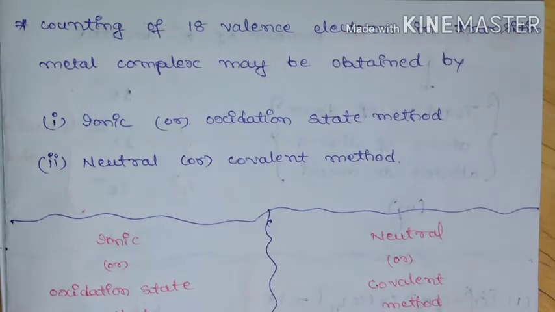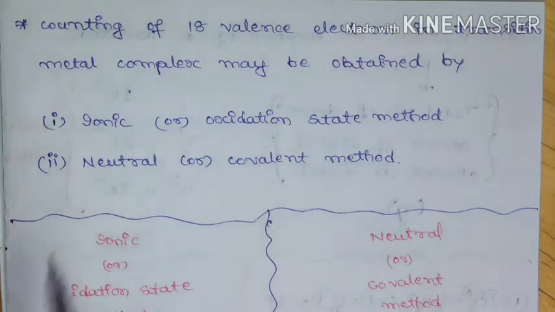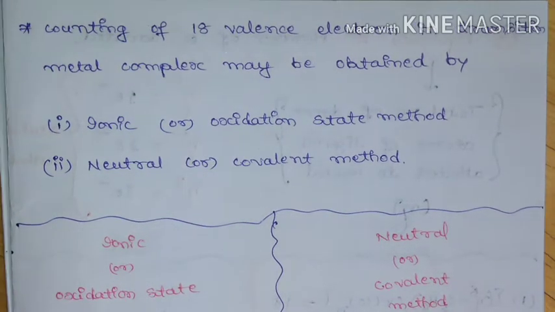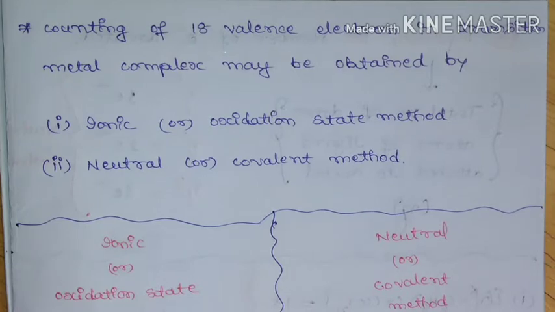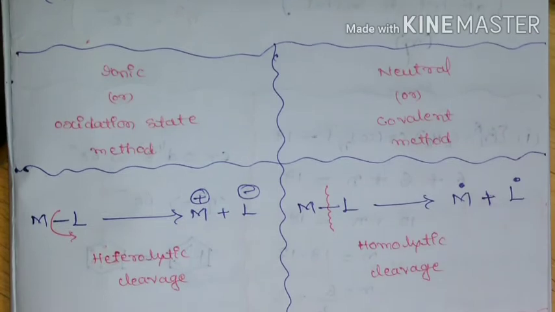Now we will proceed to counting 18 valence electrons in a transition metal complex. There are two methods: the ionic or oxidation state method, and the neutral or covalent method. By using either of these methods, we can count the electrons contributed by the metal as well as the ligands. So we will see what the ionic method and the neutral method are.